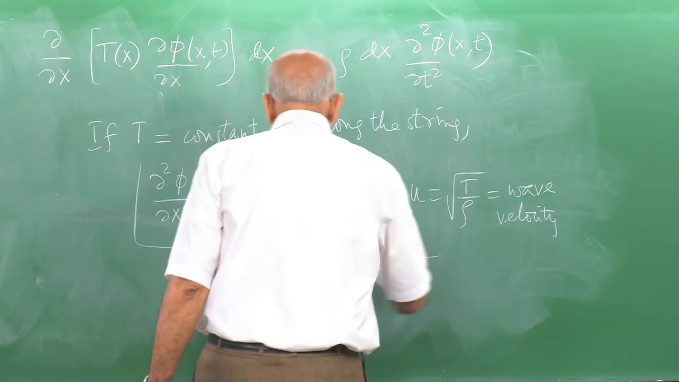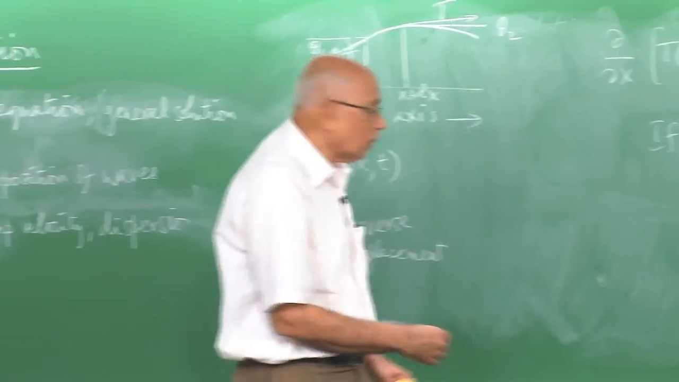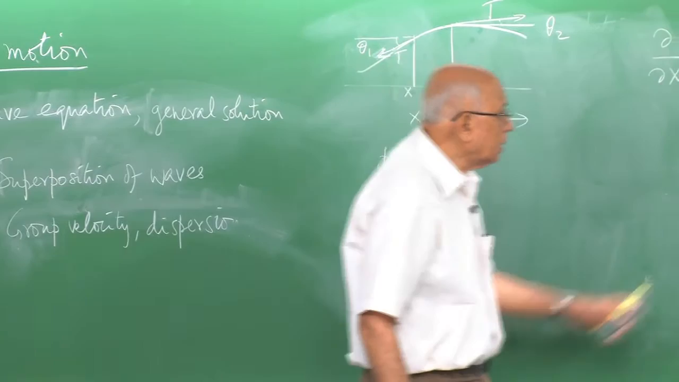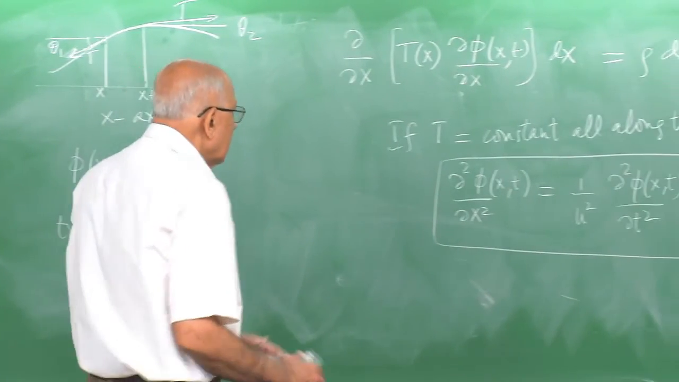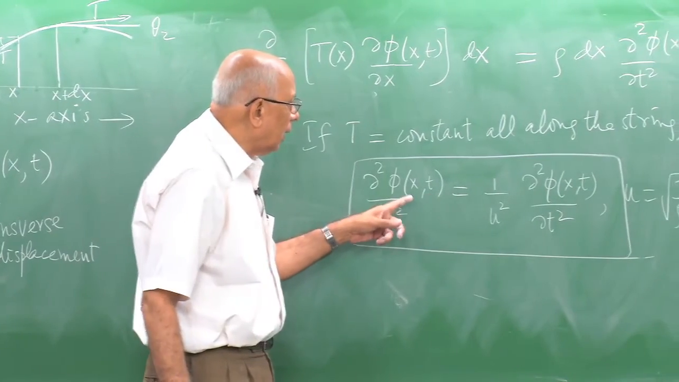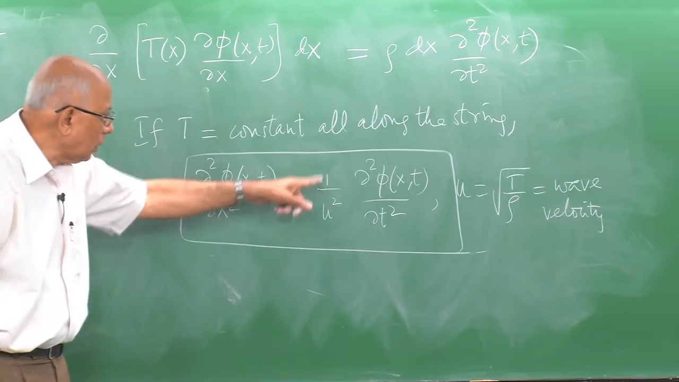So, this equation, in general, although we have derived it here for transverse waves on a string, is called the one-dimensional wave equation. The independent variables are t and one spatial variable, namely x.